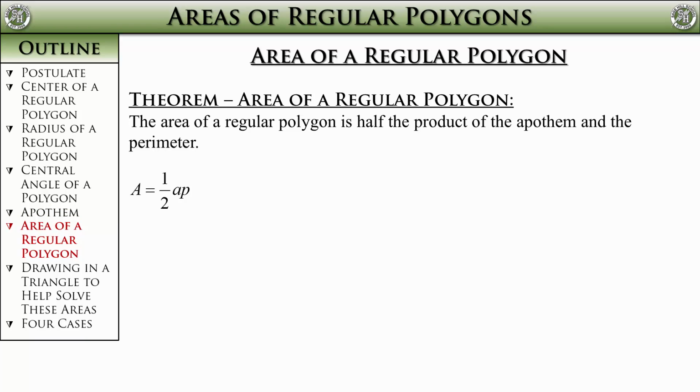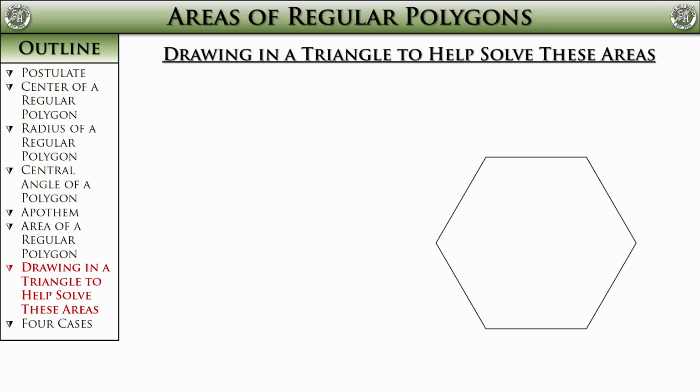The area of a regular polygon is half the product of the apothem and the perimeter. Area equals 1/2 AP. There are 2 a's in the formula. Capital A is the area, lowercase a is the apothem. Not a complex formula, but it sometimes takes some work to get the pieces you need to plug into the formula. Generally speaking, whenever you are tasked with finding the area of a regular polygon, and you need to use 1/2 AP, then you almost always need to draw in much of the vocabulary we have been talking about.